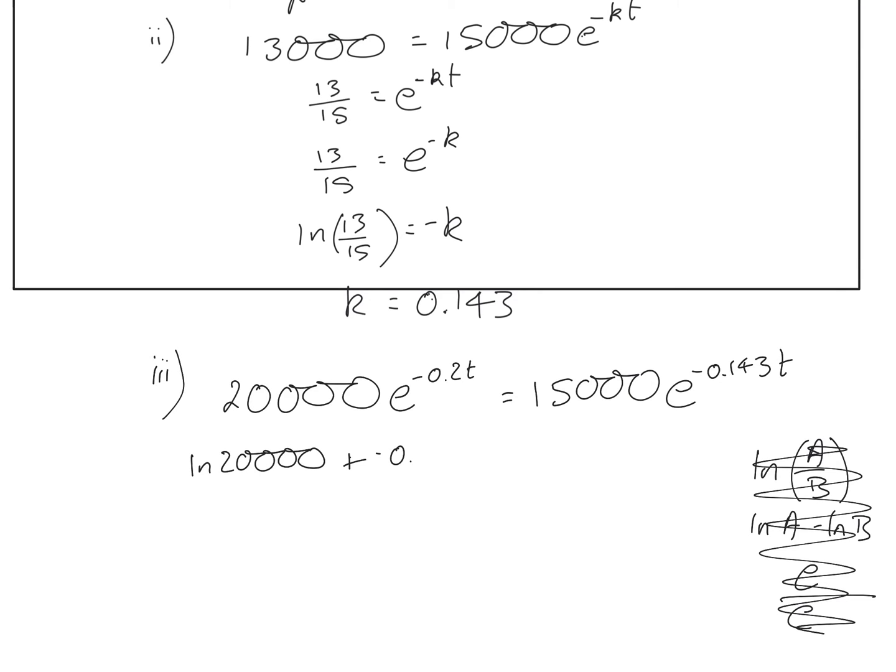Well, ln of this is just that, equals ln of this plus ln of this, which is minus 0.143t.